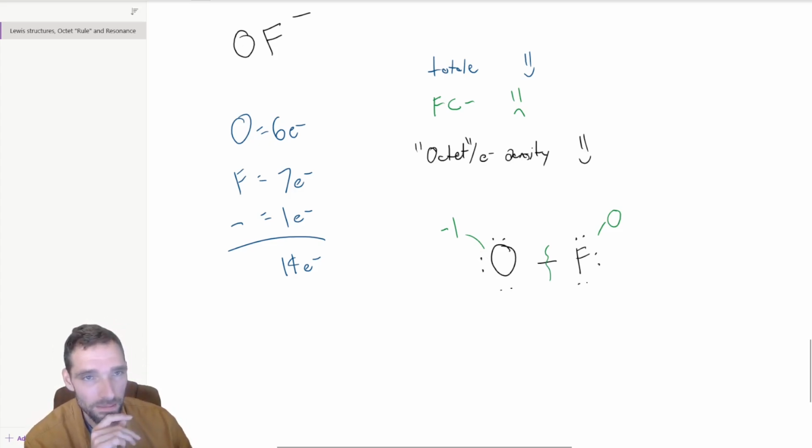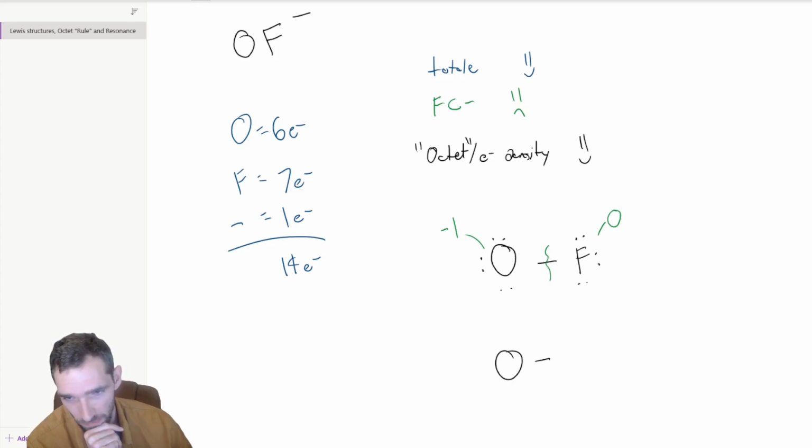But there might be a slightly different way of drawing this out. What if we try a double bond? What if we bring some of these in down to there? And we consider this molecule now to look something like so.